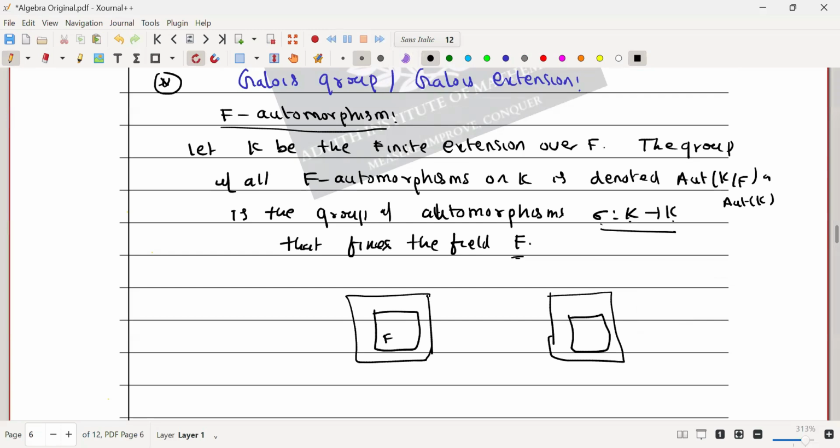This is F, and this one is F, and this is E, and this one is E. So we need to find an automorphism sigma, where sigma is an automorphism from E to E, and the elements of F. Suppose 1, 2, 3 are elements of F, and 4, 5 are in the extension. So every element of F should be the fixed map, sir. That means 1 goes to 1, 2 goes to 2, 3 goes to 3.